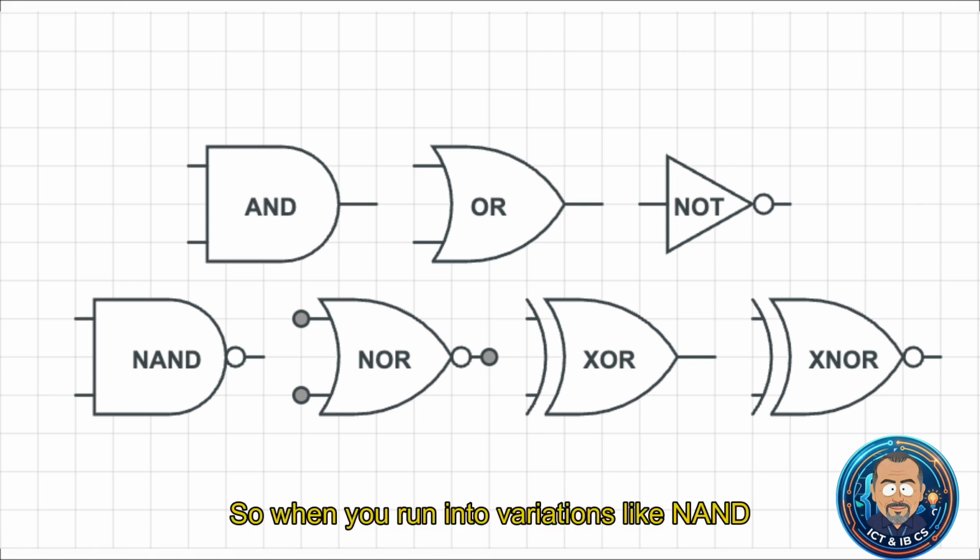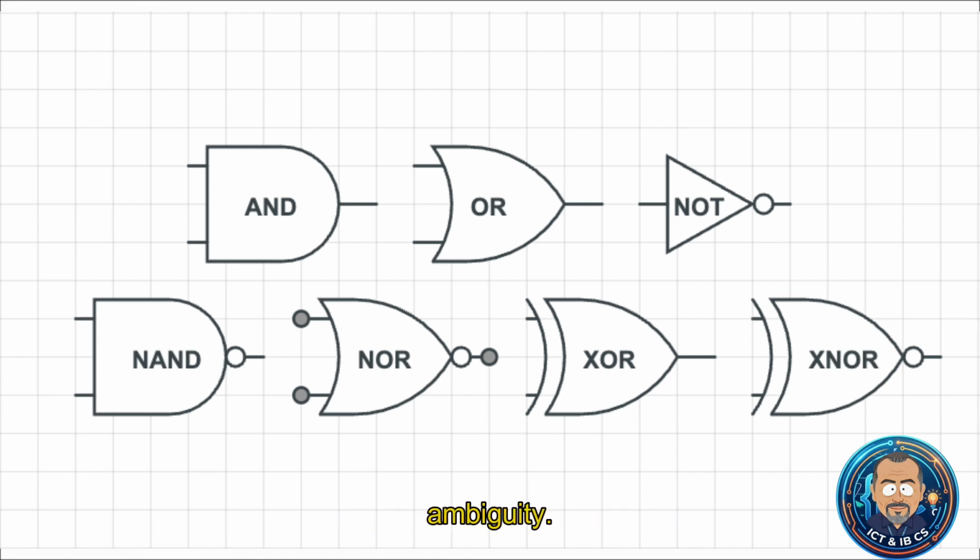So when you run into variations like NAND and NOR gates, you're really just looking at our base AND and OR shapes, but augmented with that inverting circle right at the output. And standardizing these symbols isn't just about aesthetics, it's an absolute engineering necessity. It guarantees that an engineer in Tokyo, a developer in London, and a fabricator in Silicon Valley are all reading the exact same blueprint without a shred of ambiguity.